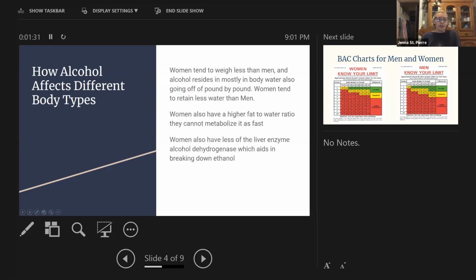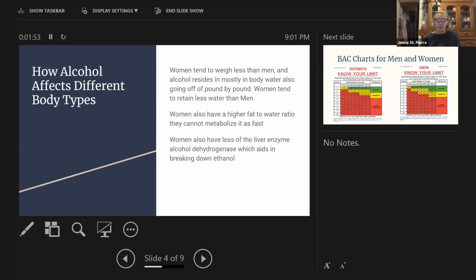How alcohol affects different body types. Women tend to weigh less than men, and alcohol resides mostly in body water, and it goes pound for pound. And women tend to retain less water than men. We learned this at a conference we went to back in February with CHASCO and the Tennessee Highway Safety Office.